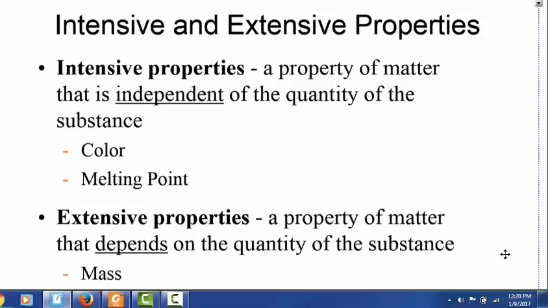In this next slide, we'll look at intensive versus extensive properties. Intensive properties are those that do not depend on how much substance you actually have. So for example, color or melting point. If I had a bucket of red colored liquid and I poured half out, well, it would still have the same color. So if the property did not change, that property is an intensive property.